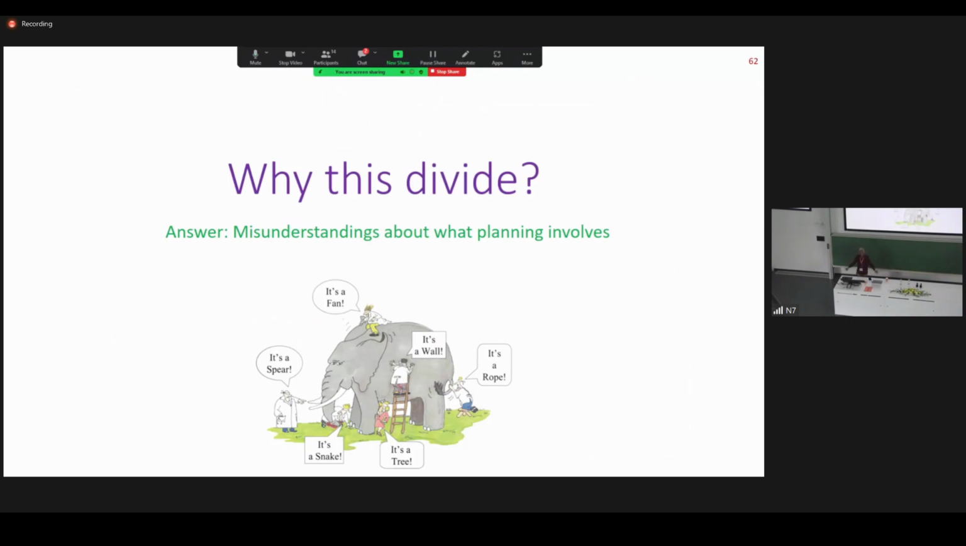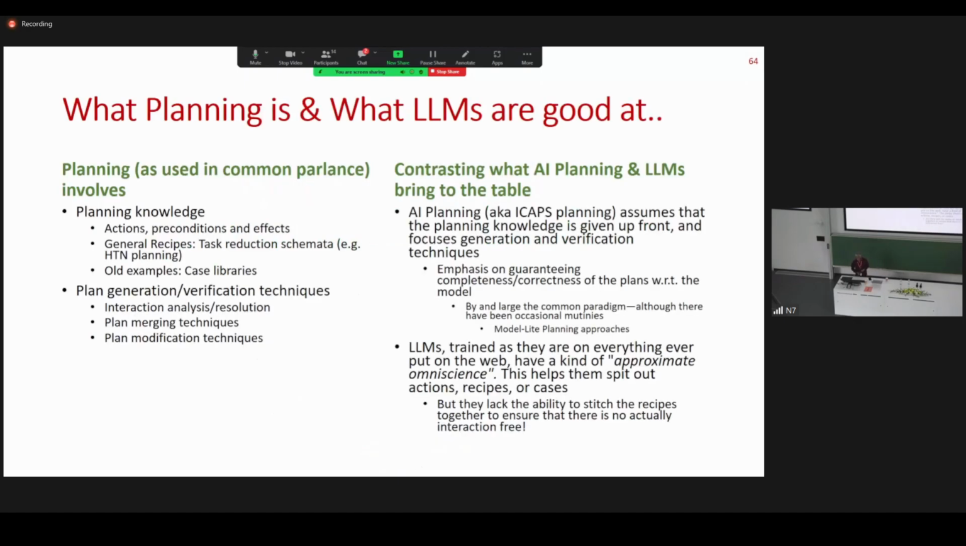The elephant is a whole damn elephant, but they disagree with each other at the syntactic level. So let's go back to basics and say what planning is and what ICAPS does and what LLMs are good at. Okay, planning really contains at least two parts.